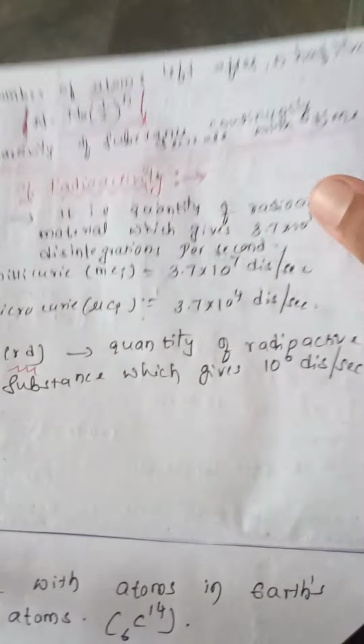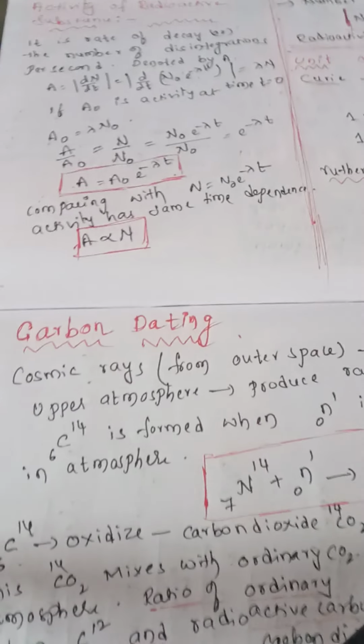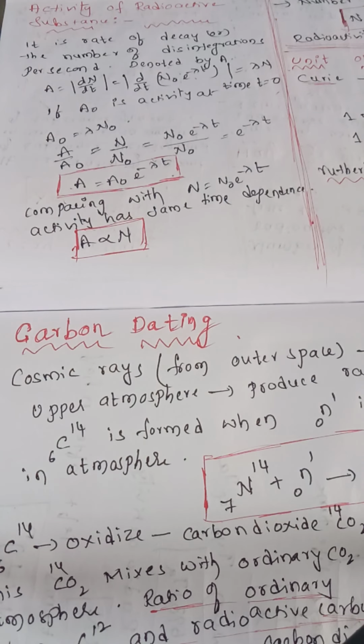Now, in today's class, our last topic is carbon dating. I think all are familiar with carbon dating. Using this, we can find the age of fossils, rocks, mountains, the earth, etc. We will determine the age of these as well as of fossils. Then how do we do this? In outer space, cosmic rays are present.